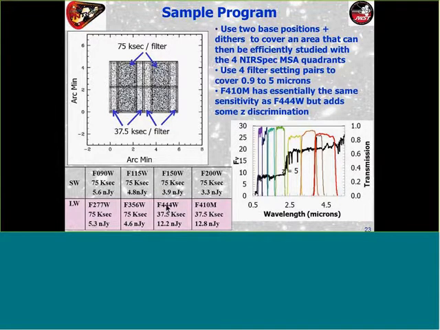I'm not splitting it between them. And so these values will be √2 better. But we discovered when we started thinking about this in detail that this medium band filter, because it doesn't pick up so much of the zodiacal background, actually has the same continuum sensitivity as the broader filter. So if you take images in each of these, you can get significantly better Z discrimination.